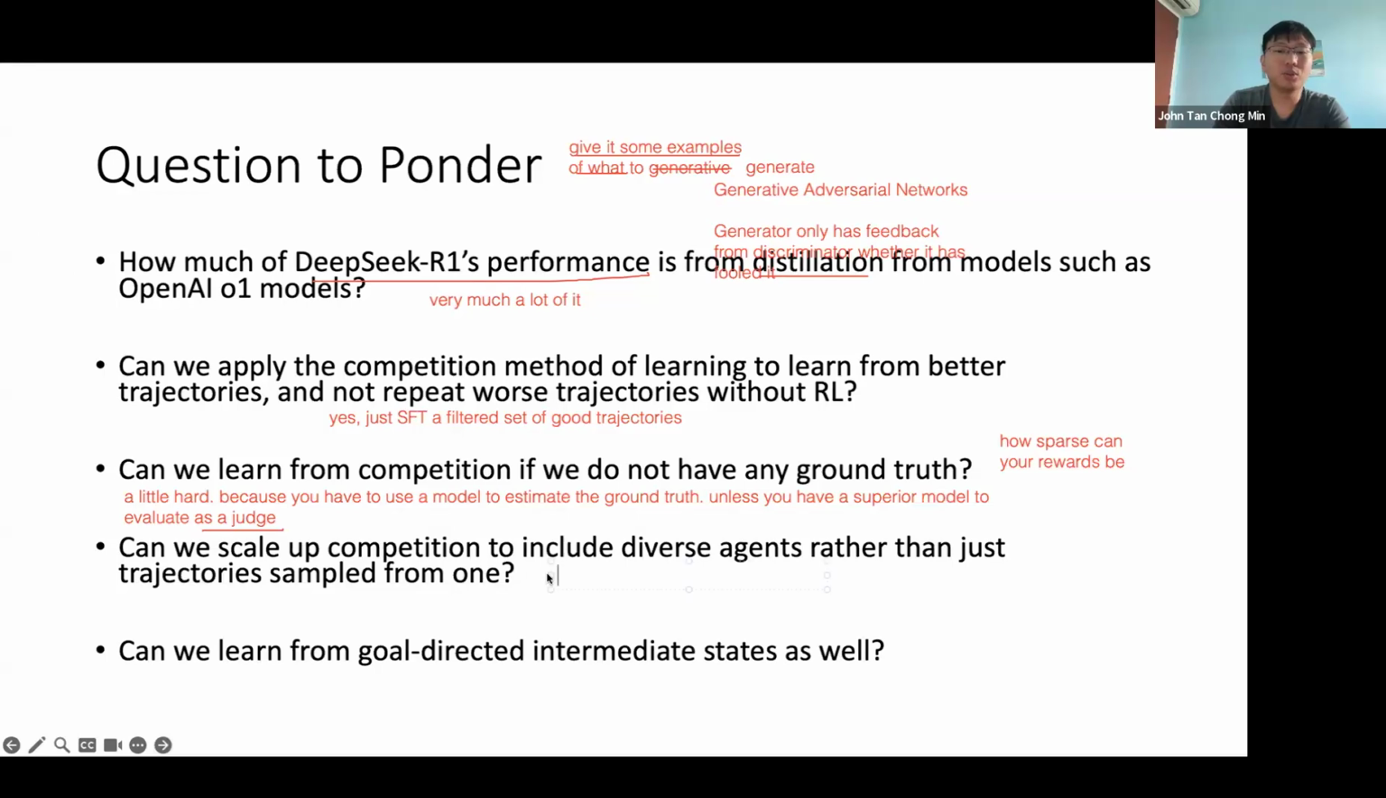Can we scale up competition to include diverse agents rather than just trajectories sampled from one? I say yes. You can do what Derek said earlier, like role-playing agents, or you can just use agents with different contexts. And you can even use different prompts to elicit different responses. So there are many ways to do this. I think this is a very interesting research topic because being able to generate the right trajectories is so important. And if you have strategies that can increase the generation of a good trajectory, I think that will play a huge role in improving the LM's performance.